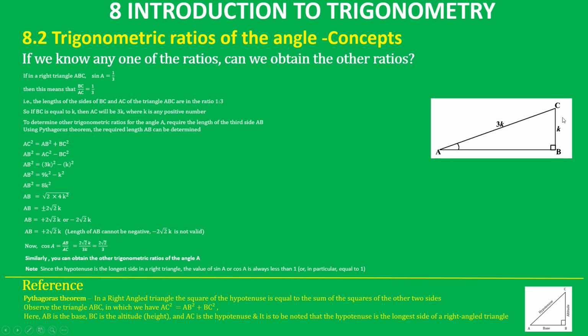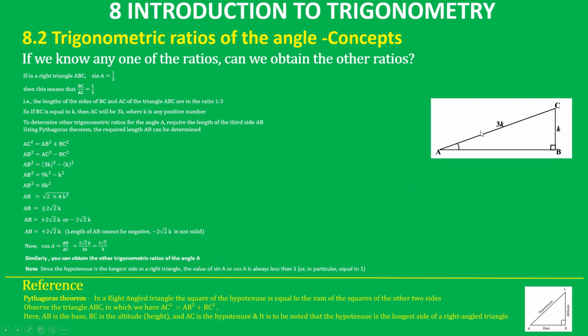Now what is cos A? Cosine of angle A in this right angle triangle ABC is equal to the adjacent side to angle A, that is AB, divided by the hypotenuse, that is AC. That is AB by AC. What is AB? We just now found 2 root 2 K. What is AC? 3K. Now it will become 2 root 2 K by 3K. Similarly, we can obtain the other trigonometric ratios for the angle A.